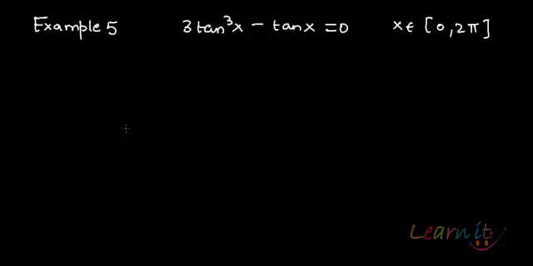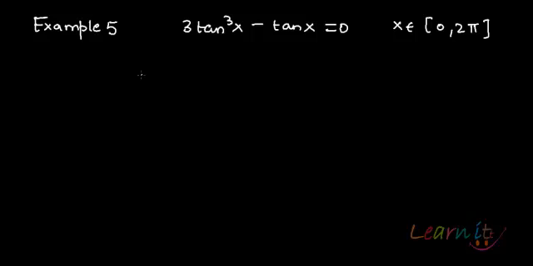Let's now do an example that involves tan instead of sine and cos. Let's do an example of tan. The equation given to us is 3 tan cube x minus tan x equals 0, where x lies between 0 and 2 pi. So what values of x will solve this equation?